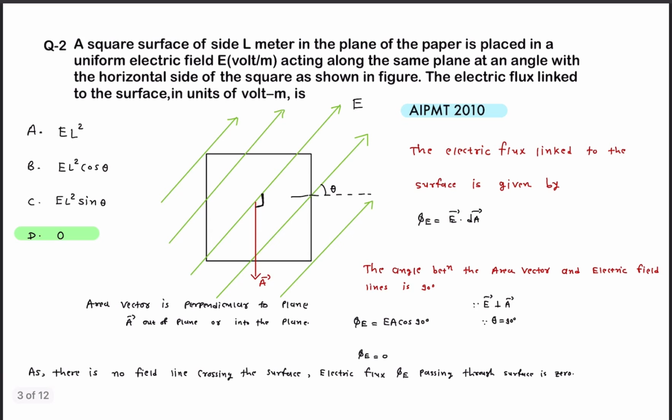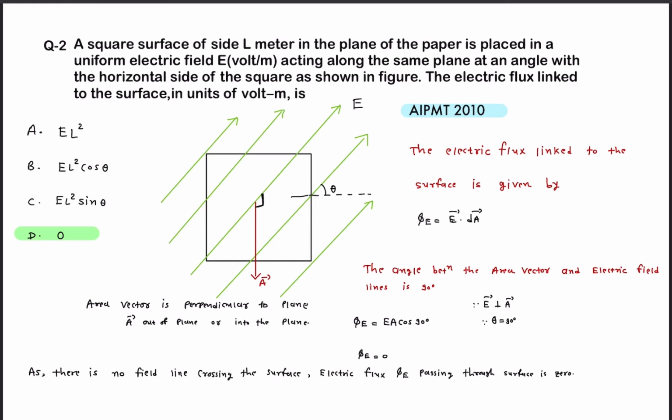Question number 2 that was asked in AIPMT 2010. A square surface of side L meter in a plane of paper is placed in a uniform electric field E volt per meter acting along the same plane at an angle with horizontal side of square as shown in figure. The electric flux linked to the surface in the unit of volt per meter is.